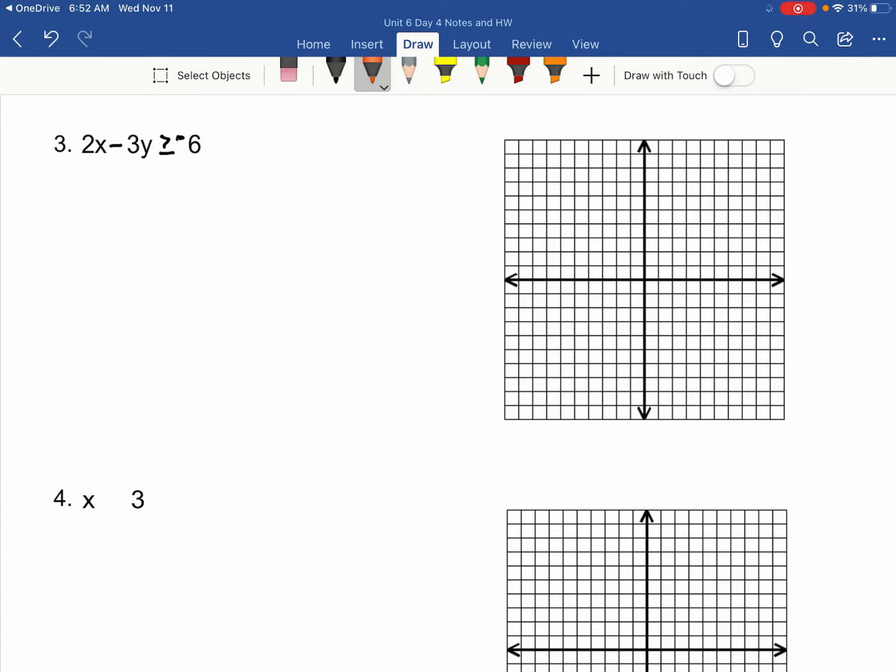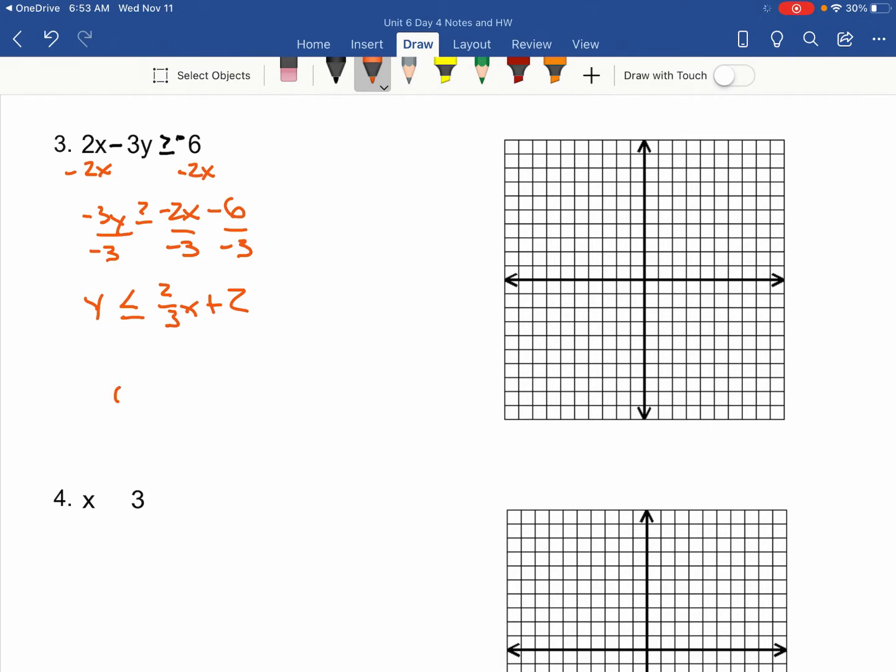All right, let's see how you guys did. So first, we've got to put it in y equals mx plus b form. I need to move this 2x over. Negative 3y is greater than or equal to negative 2x minus 6. Divide everything by negative 3. Y is greater than or equal to, oh, I messed up because I forgot to switch it. Should have said that. Switch it to less than or equal to positive 2/3 x plus 2. Okay, so that's the correct line we need to graph.